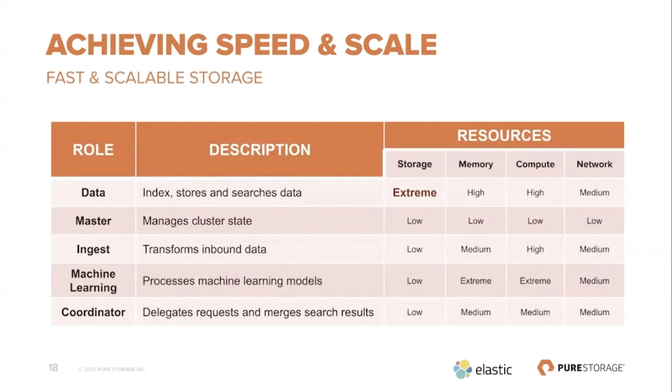This is really a summary of the different resource requirements of different Elasticsearch node types. You can see some of them are more memory, CPU, or network intensive. Of great importance is the data node. Data node has very high storage requirement. As we just discussed, the data node has to write the data fast enough onto disk. It has to be able to search a large amount of data very quickly and get the results back. So having a very performant and scalable storage system behind Elasticsearch is critically important.